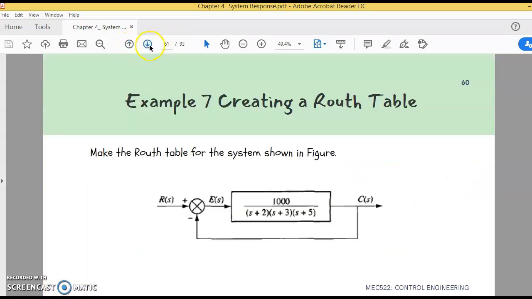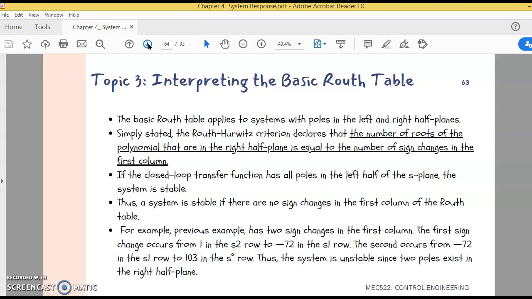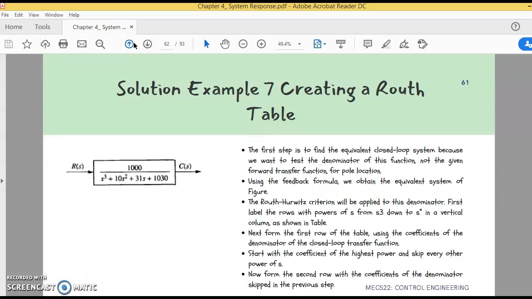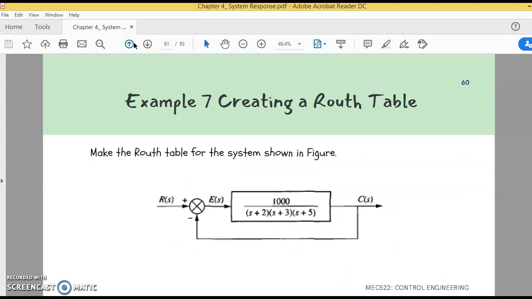Okay, so macam ni. Okay, kita pergi pada example. Example 7, so creating a root table. First you settlekan this one. Nak dapatkan closed transfer function yang ni, so G divided by 1 plus GH. So you settle this one, you akan dapat something like this.